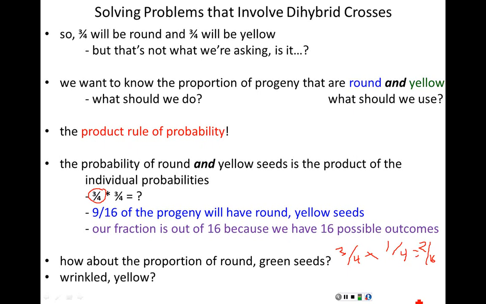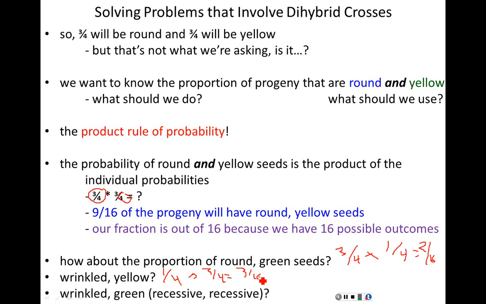How about wrinkled and yellow? Well, wrinkled is the recessive characteristic for shape. It has a 1/4 probability. Yellow we've already calculated. It's this 3/4 from here. And so the probability of being wrinkled 1/4 and yellow dominant is also 3/16. How about the two recessive traits? What's the probability of being wrinkled and green?